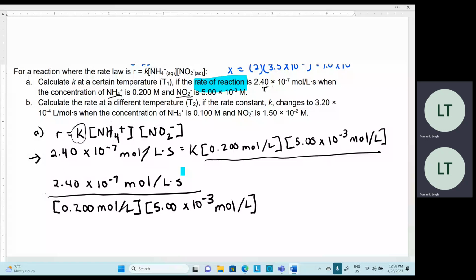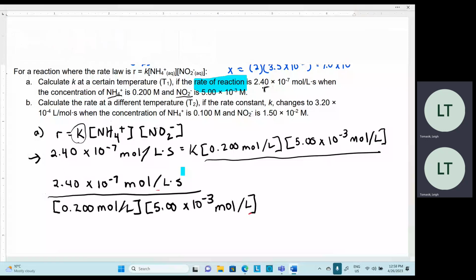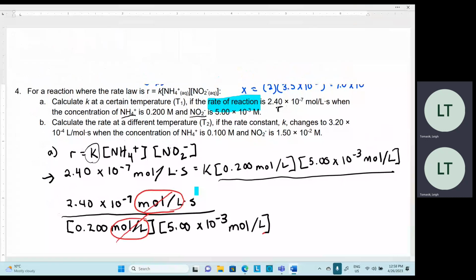So we've got to figure out the units too. This mole per liter in the numerator is going to cancel out with this moles per liter in the denominator. This S is after the slash, so this is going to be the denominator of our K. This part is the numerator of a denominator, so that's a denominator. And this is the denominator of a denominator, so that's going to be a numerator.